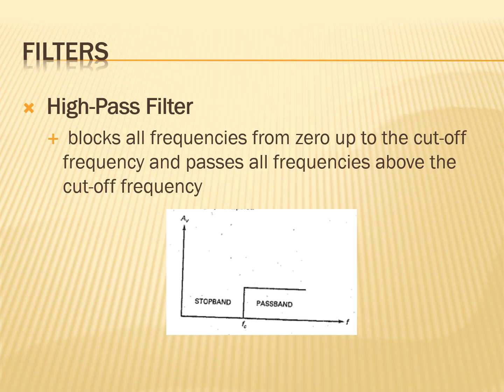Here is the frequency response, and let us see. There is a change in the position of our stop band and our pass band. From 0 up to a certain cutoff frequency, this is now our stop band. As we can see, this has an infinite attenuation, or we cannot see any output in the stop band. We cannot see any voltage gain in the stop band.